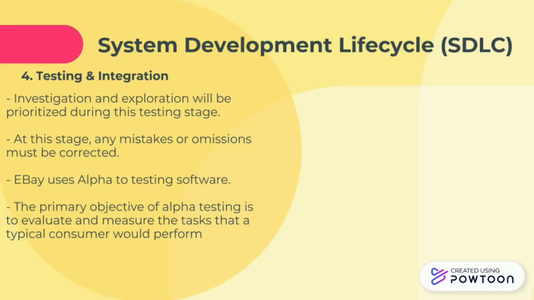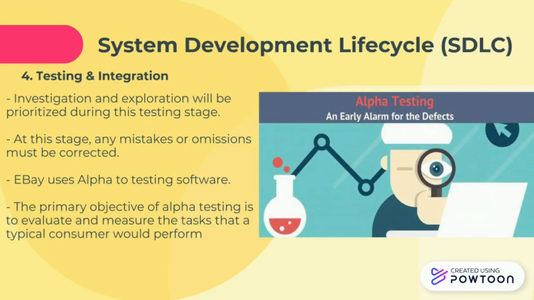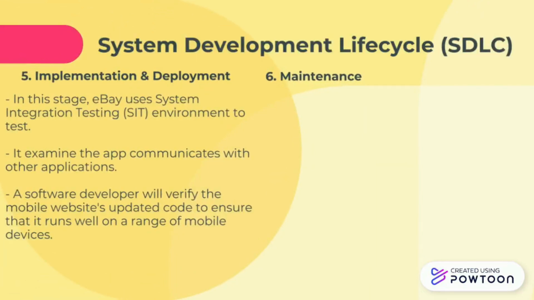The fourth is testing and integration. Investigation and exploration will be prioritized during the testing stage of the SDLC. At this stage, any mistakes and omissions must be corrected. Besides that, eBay uses alpha testing. The primary objective of alpha testing is to evaluate and measure the tasks that a typical customer would perform. The last two stages are implementation and maintenance.